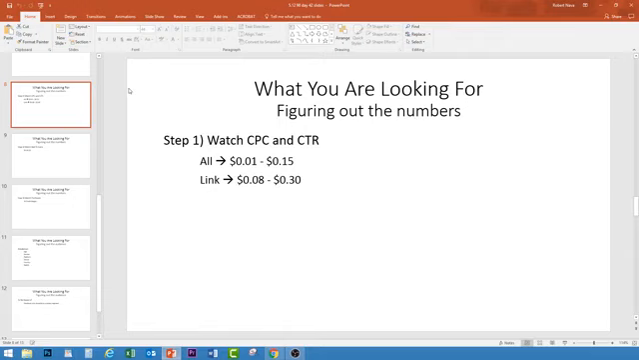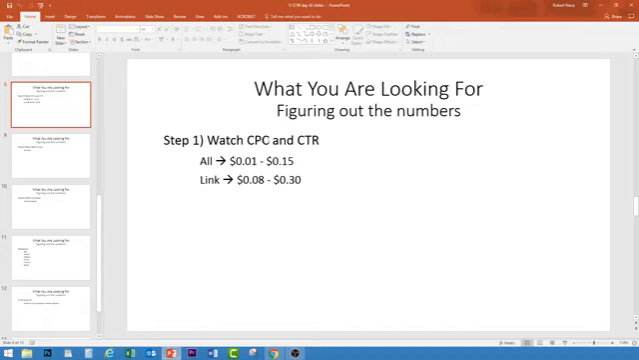So now imagine we've done that. Imagine that we've got some ads up and we've put some content on our store, and now we just want to run some more ads and figure out more about what numbers mean what, and what should I be doing with this campaign. Okay, well, step 1 is you're going to watch for your cost per click.